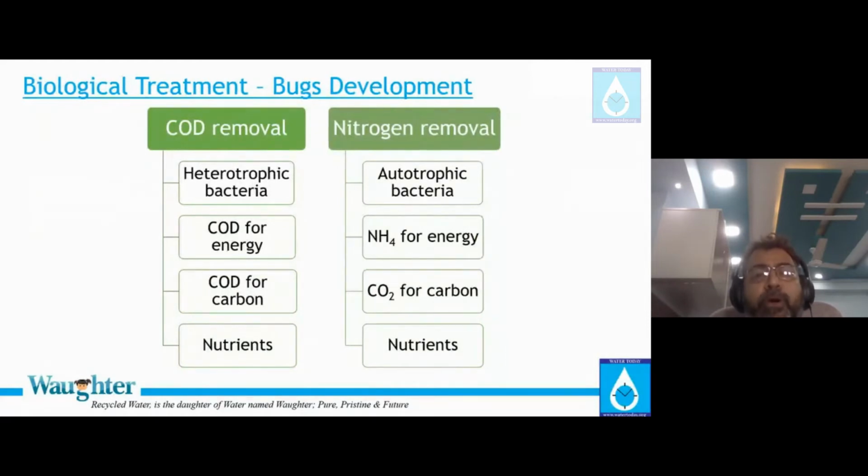So overall, if my goal is COD removal, let me see how I have to develop the bugs, because bugs do this job. The COD removal will be done by heterotrophic bacteria because they will consume COD for energy and COD for carbon, that means their own body. Autotrophic bacteria will require ammonia for energy and carbon dioxide for the carbon purpose. So 5 slides back, when I was teaching you that bacteria eat pollution, I was wrong. Bacteria don't eat pollution.